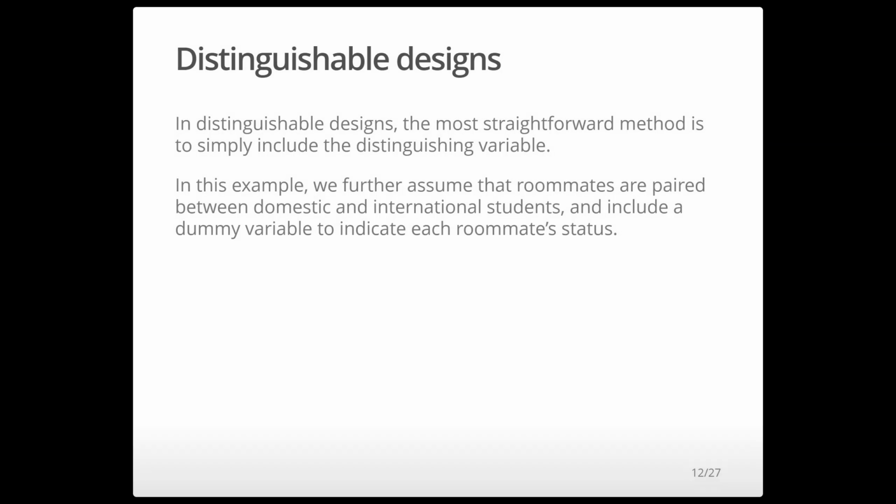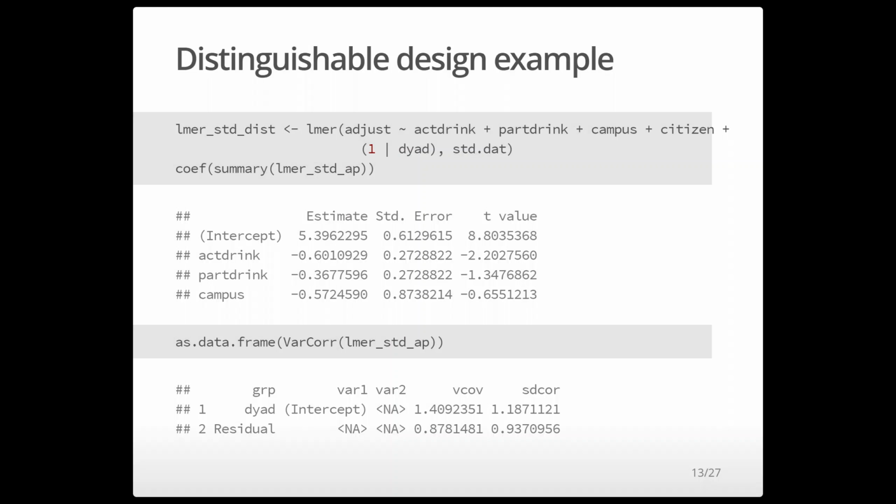In distinguishable designs, the most straightforward way to fit these models is to simply include a dummy variable for the distinguishing variable. So in this example, we assume that roommates are paired between domestic and international students. So every pair of roommates is 1 domestic and 1 international student. And then we include a dummy variable to indicate each roommate's status. And we, once again, just have this extra dummy variable of citizen, and we get the same familiar output.